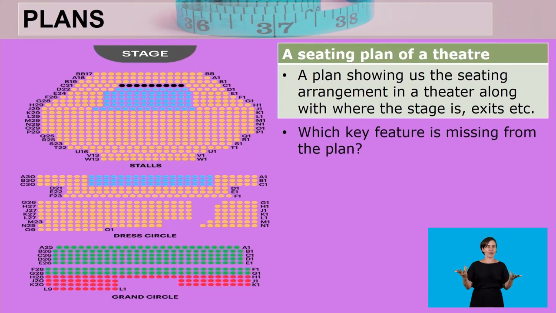They were supposed to give us, maybe using arrows, this is the entrance, and then show another arrow saying this is the exit. So the key feature that is missing is the entrance and exit feature. We can say exit or entrance, either way. So that is what is missing in that plan.